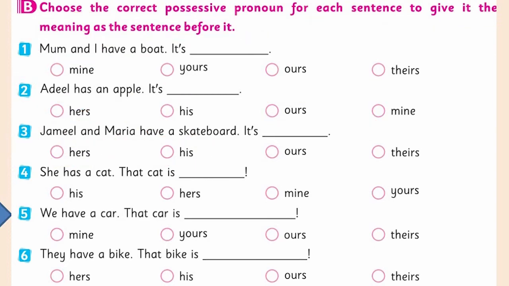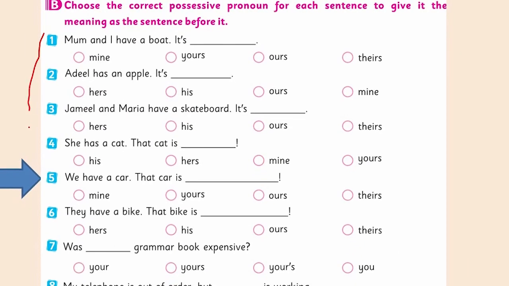Now look at the difference between the first sentence and the third one here. Here, mom and I. The person is talking about himself and his mom. Here, this sentence refers to another person. The person is not including himself. The person is talking about two other persons, Maria and Jamil, whoever they are.